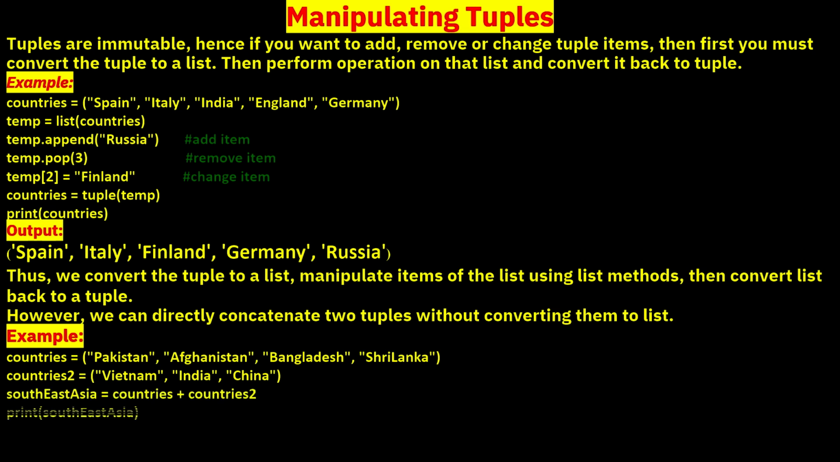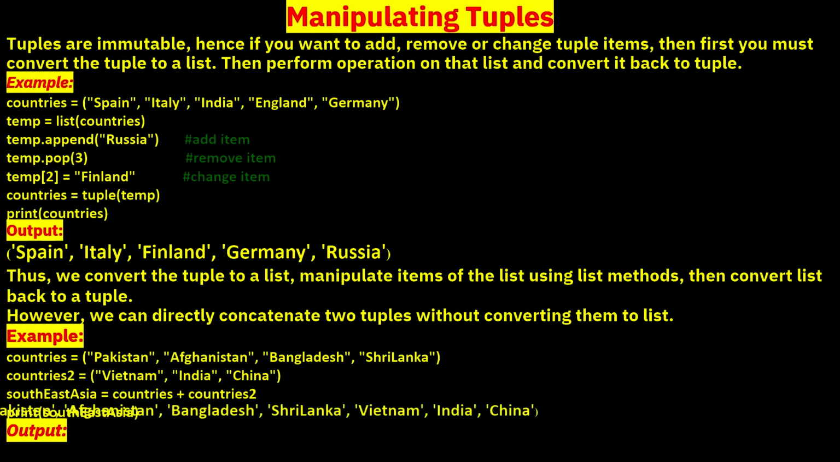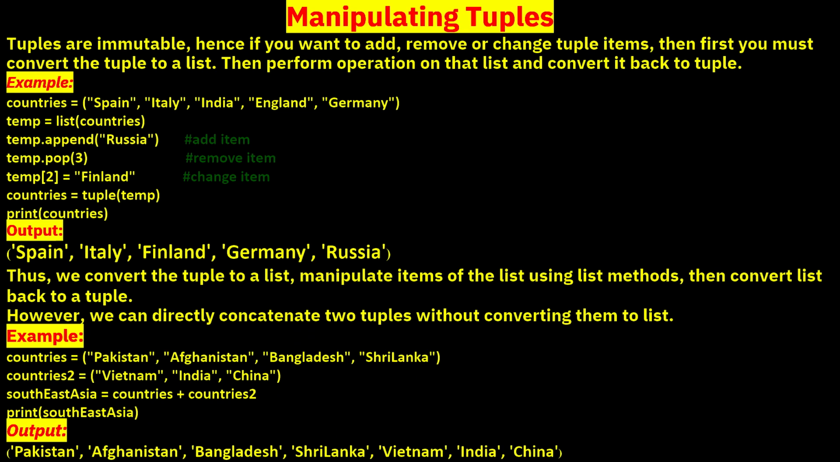Example. countries = ("Pakistan", "Afghanistan", "Bangladesh", "Sri Lanka"). countries2 = ("Vietnam", "India", "China"). southeast_asia = countries + countries2. print(southeast_asia). Output. Pakistan, Afghanistan, Bangladesh, Sri Lanka, Vietnam, India, China.